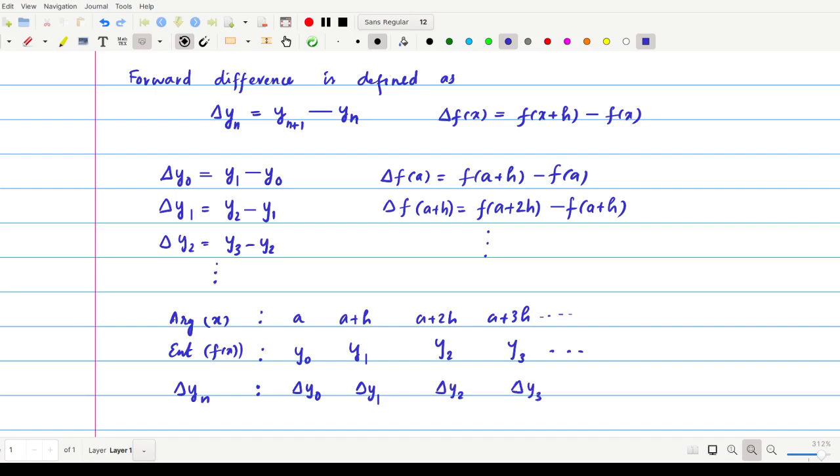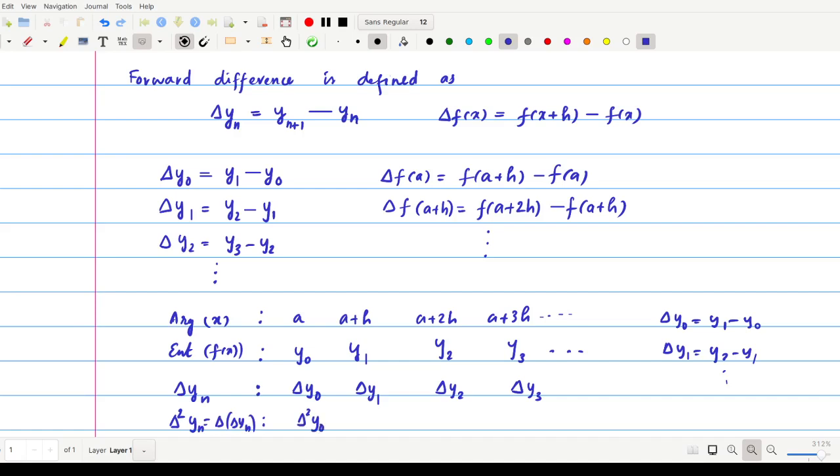So from this you can write what is the meaning of delta y0, that is obtained by y1 minus y0. Delta y1 is equal to y2 minus y1, and so on. That is what we have defined here. So if you take the difference of this again, that is denoted by delta square of yn, that is delta of delta yn.